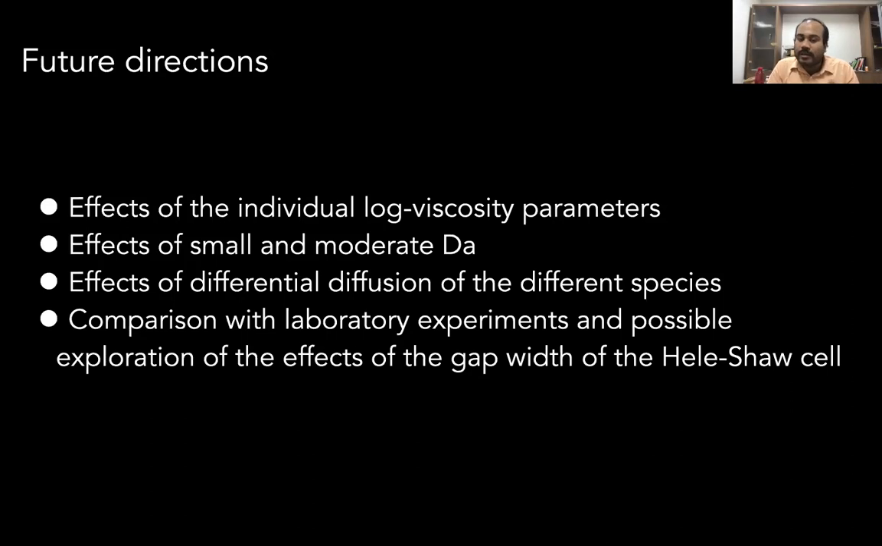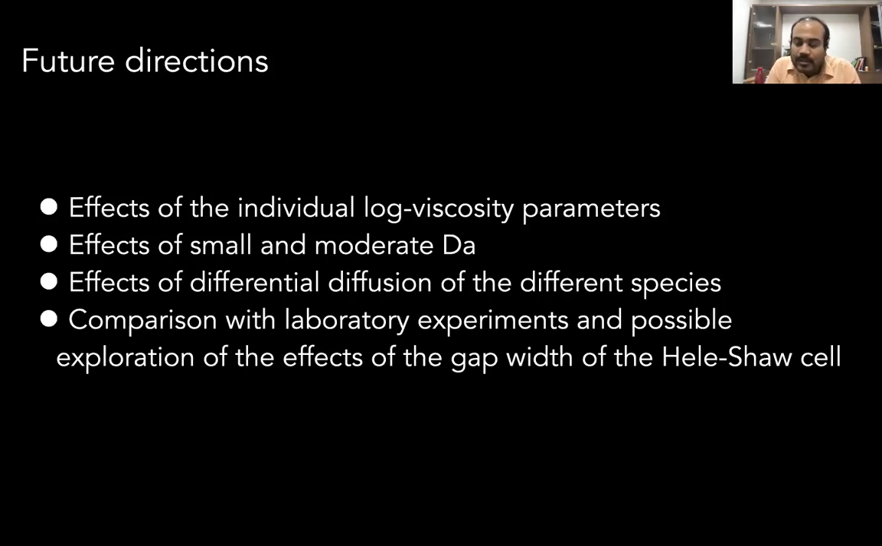The effect of small and moderate Damkohler number has also been neglected, because we took a large Damkohler number, which represents infinitely fast chemical reactions. So that is one thing. Again, it leads to a steep system, and one has to be careful while doing simulations.